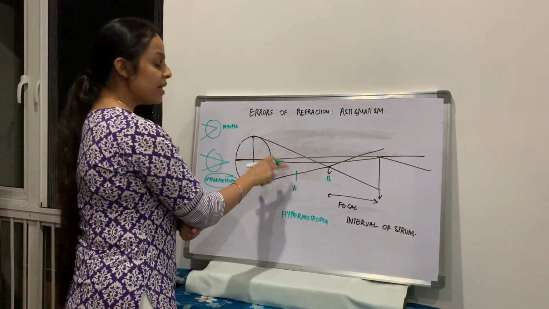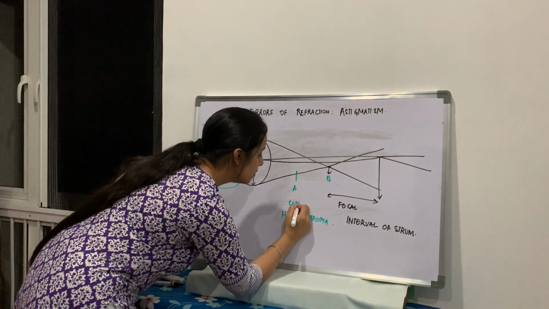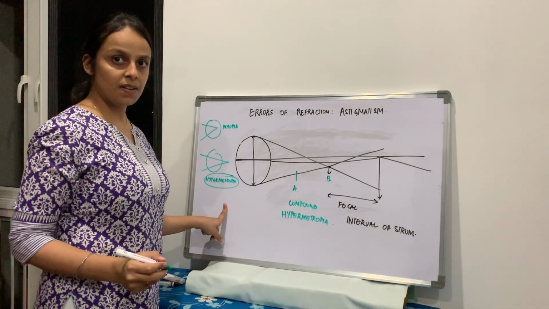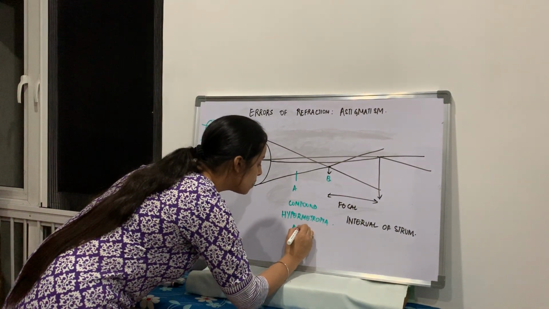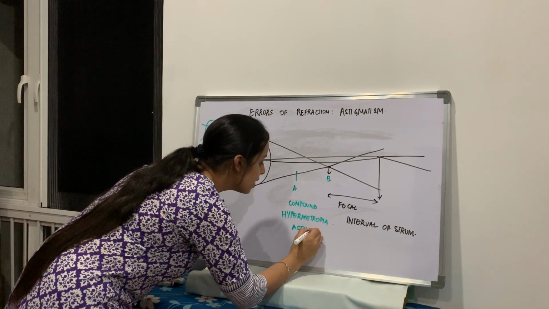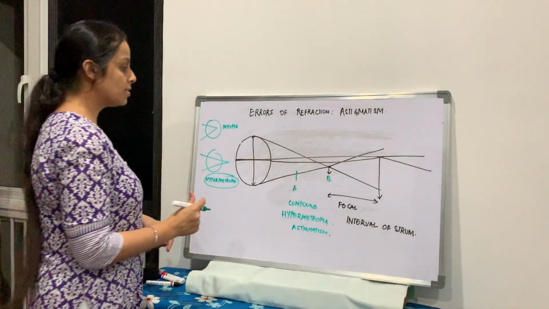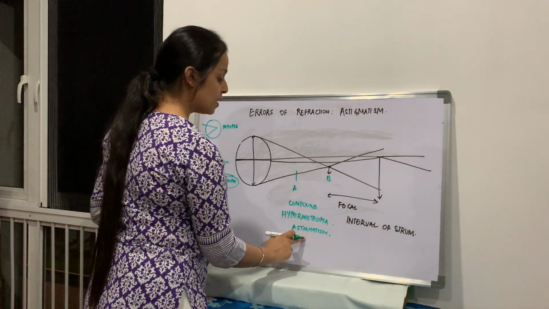Now since both the meridia are hypermetropic, we can call it compound. Since we are talking about astigmatism, we are talking about two different meridia, so it will be compound hypermetropic astigmatism. So this at point A is called compound hypermetropic astigmatism.